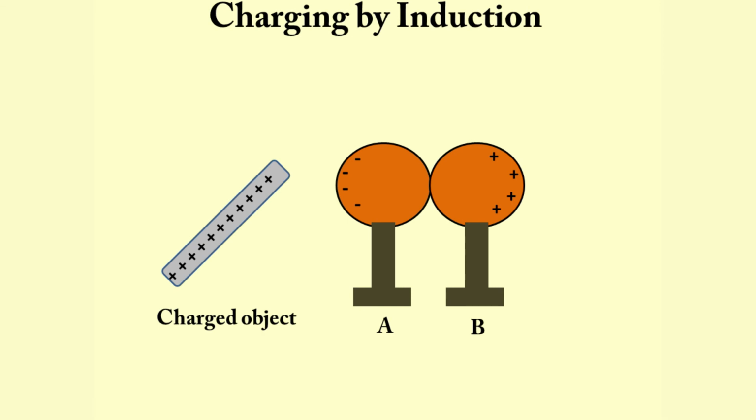Charge on the rod can be positive or negative. Now let us assume that here we have taken a rod that is positively charged and make sure that it does not touch the sphere. Now what happens is that the free electrons from both the spheres are attracted to the rod, because we all know that opposite charges attract each other.